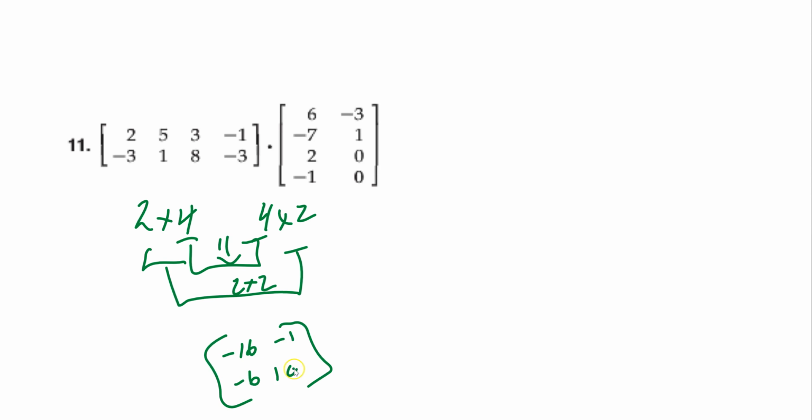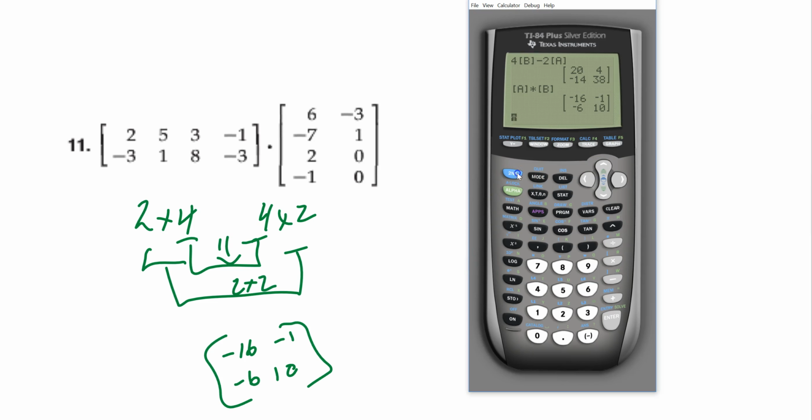Alright, look how easy that is. And by the way, if we switch this, like I mentioned before, if you do it the opposite way, you don't get the same thing, right? You get a totally different matrix. If you switch, you get a 4x4 instead of a 2x2, right? So AB does not equal BA.